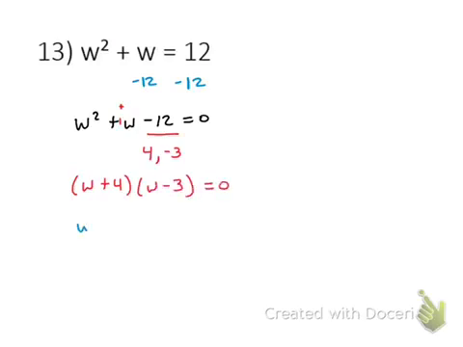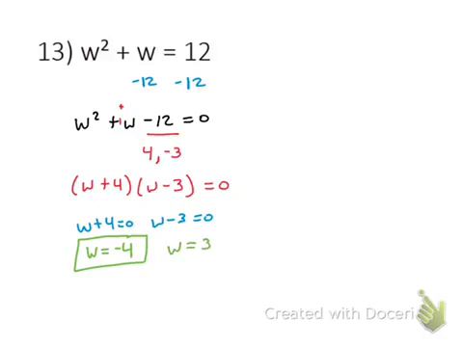At this point, I'm going to set each of these equal to 0, and I'm going to solve for w. For w plus 4, I'll subtract 4 from both sides, and I get w equals negative 4. For w minus 3, I will add 3 to the other side, and so I'll get w equals 3. And there are my two answers.